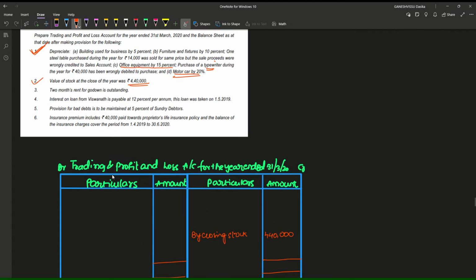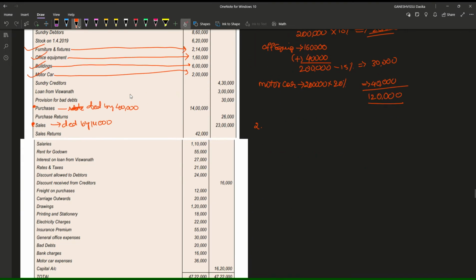So we have seen this total adjustment completed also. Now, 2 months godown rent is outstanding. So let us have the second adjustment, which is the second working note, godown rent. Godown rent is what? They have given us that the total godown rent paid is 55,000. So this is for 10 months.